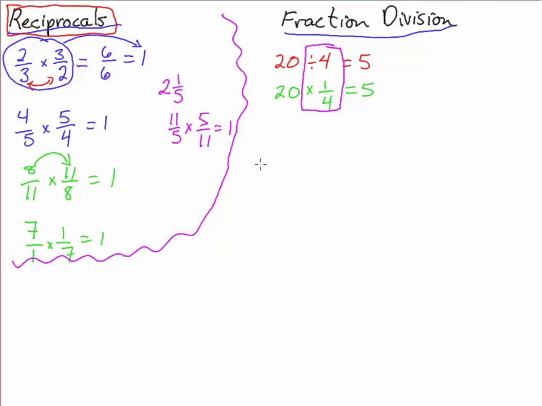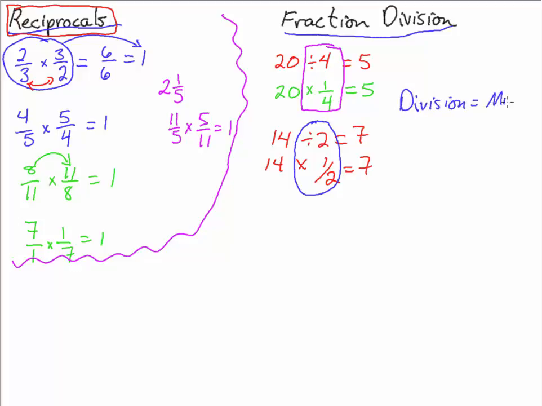Let's try that again. Let's take 14 divided by 2 and 14 times 1/2. Multiplying by the reciprocal and dividing by a number, they both come out to be 7. And what you are thinking in your head is exactly right. Division by a number is exactly equal to multiplication not by the number that you had, but by the reciprocal. We'll put recip right there. And so this allows us to actually divide fractions.